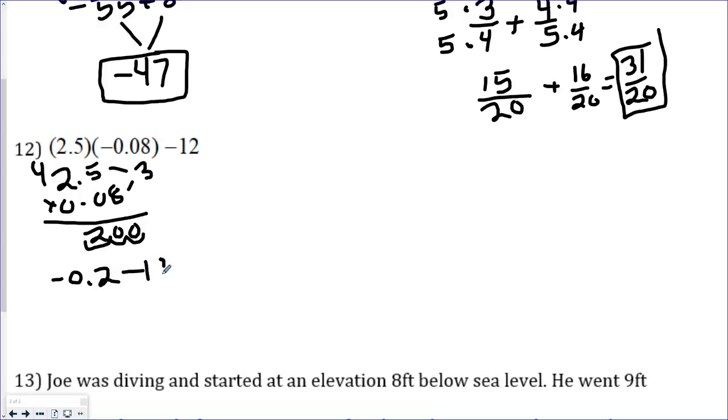Then bring down my minus 12. So in this case, I lose 0.2, then I lose 12 more, so in total I've lost 12.2. So if you have a negative minus a number, it's going to grow into a bigger negative number.